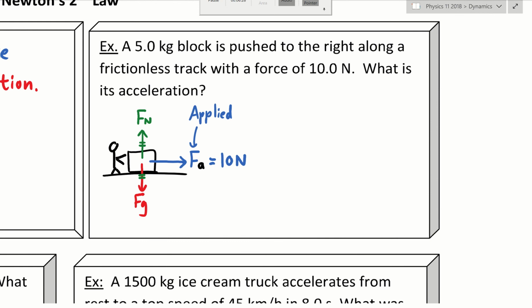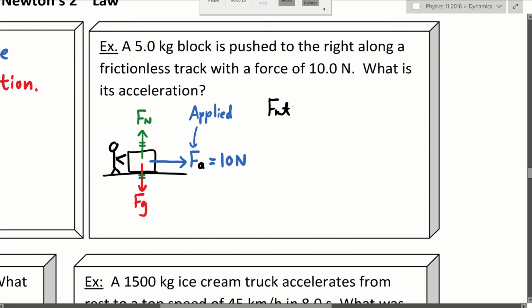Now, you look at what is the net force. Net force, remember, is not an actual force. Net force is whatever is left. Gravity and normal force committed suicide, so they kill off each other. So they cancel out. So the only force that we actually have left is the applied force from the person pushing. So the net force in this case is the applied force, whatever that is.